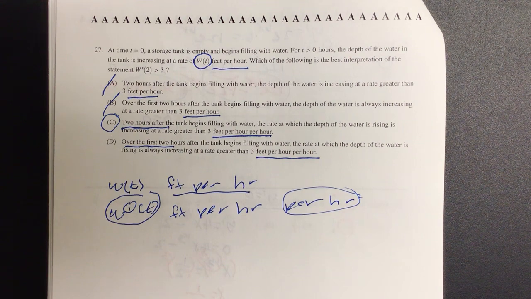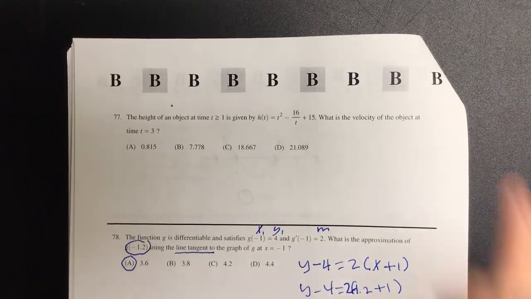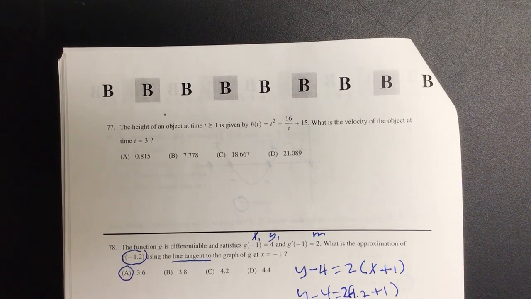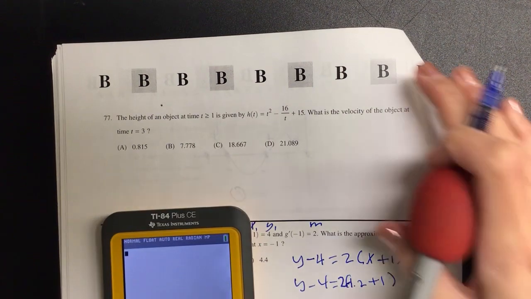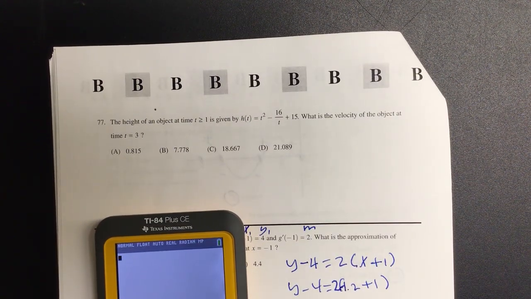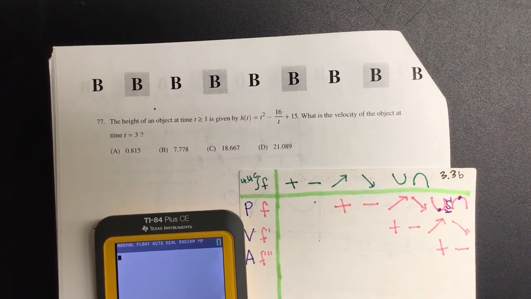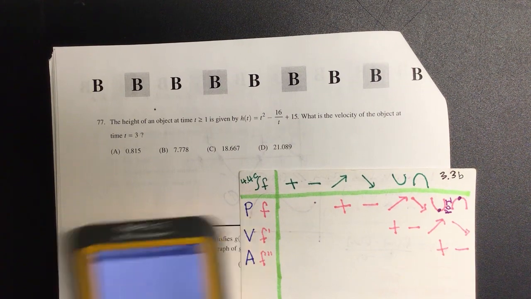The next one is number 77. Now 77 is the calculator portion. So if you have it, that would be nice. Okay, Red, let's read number 77. The height of an object at time t is given by h of t is equal to t squared minus 16 over t plus 15. What is the velocity of the object at time t equals 3?